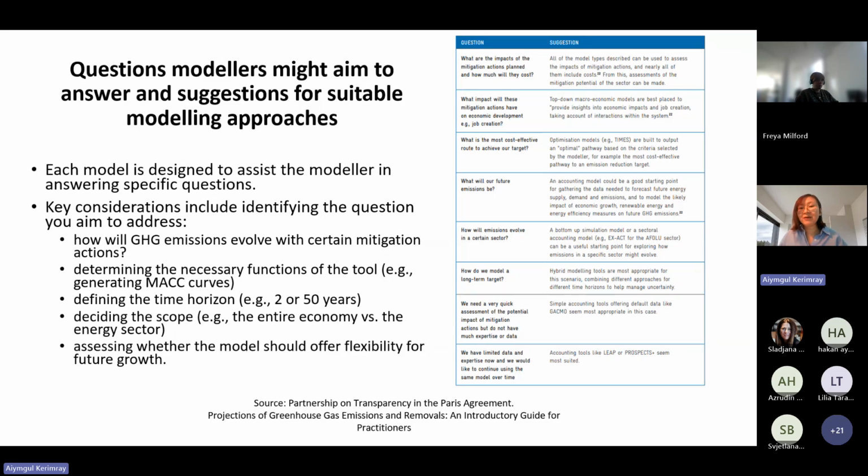If this is the question, then an optimization model might be helpful, because in optimization models, the output of the model is the optimal pathway based on the criteria selected. So, for example, what is the most cost-effective pathway to an emission reduction target? This kind of question can be answered by a model such as TIMES. There are also many other questions, for example the time horizon, whether it should be long-term projections or medium to short-term projections, and whether there is a need to develop a marginal abatement cost curve, for which the GASMO model might be helpful.